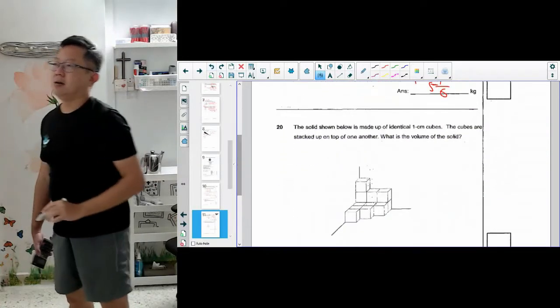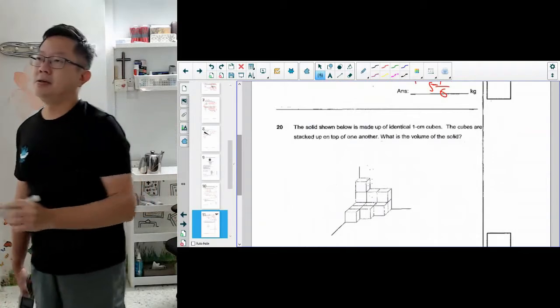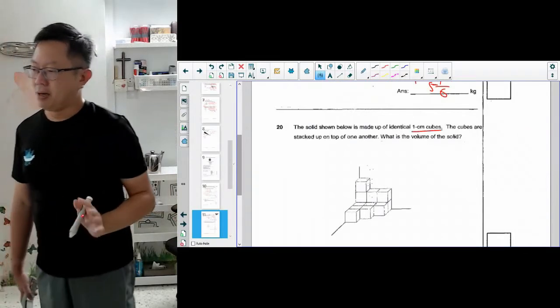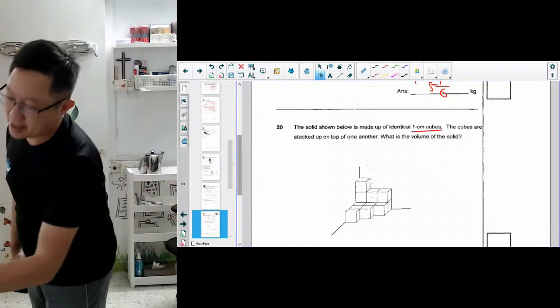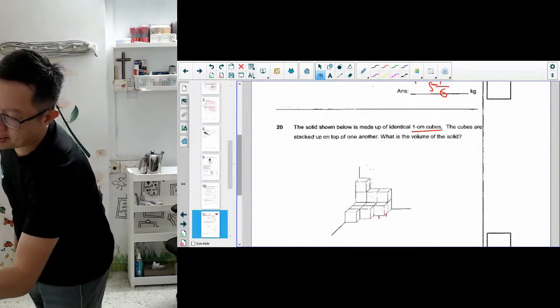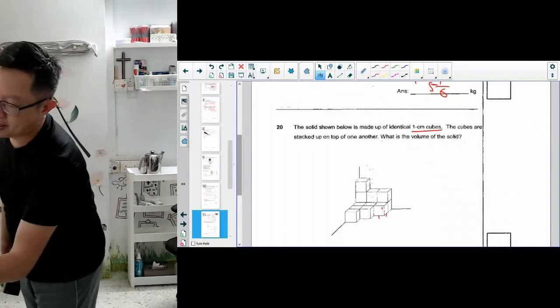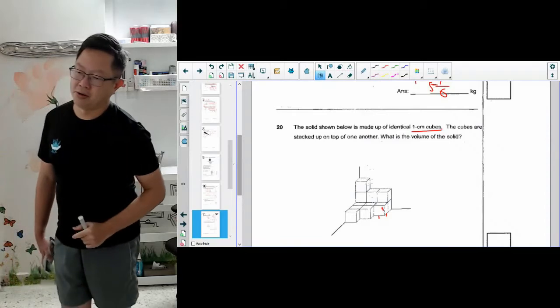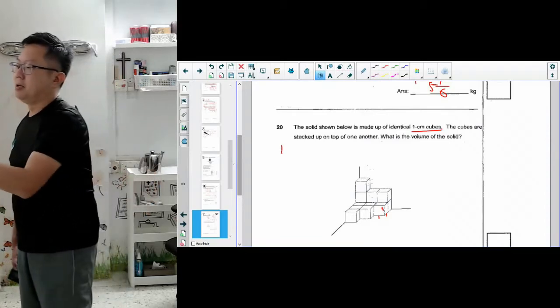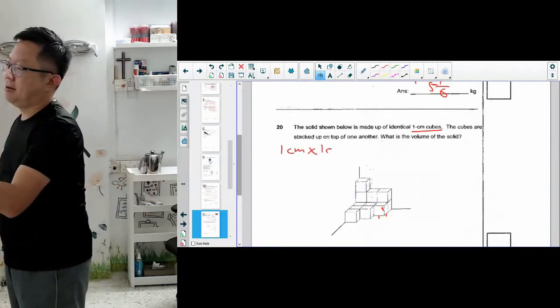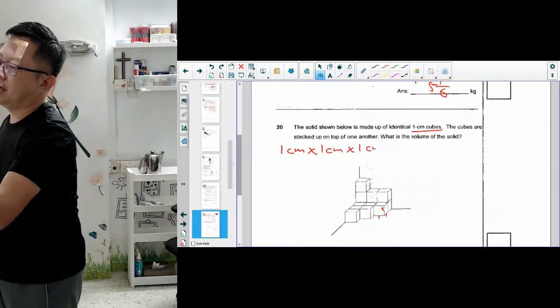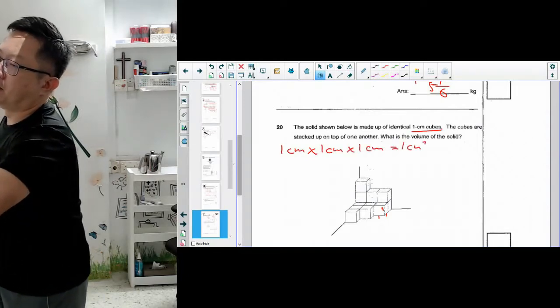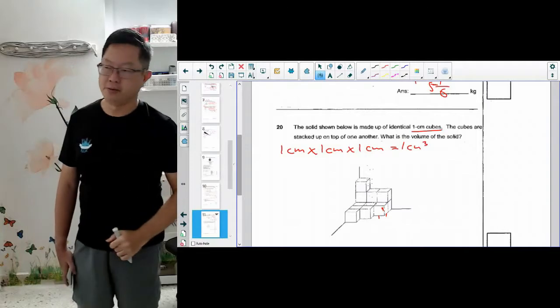The solid figure shown is made of identical 1 cm cubes. So what do you mean by 1 cm cube? It means that every side of the cube is 1 cm, right? Every side of the cube is 1 cm. So can you find the volume of 1 cube? So the volume of 1 cube is 1 cm length times 1 cm width times 1 cm height, and you get the volume of 1 cube, which is 1 cm cube.